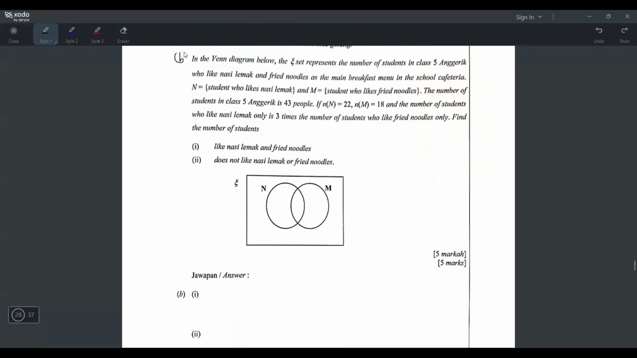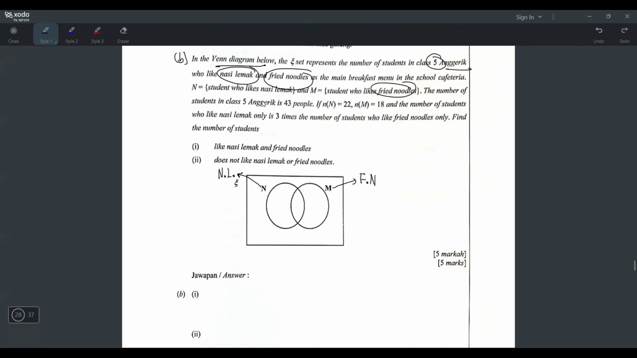Okay, let's go to question B. Let's read the question. In the Venn diagram below, the universal set represents the number of students in class 5 Ungrouped who like nasi lemak and fried noodles as the main breakfast menu in the school cafeteria. N is for students who like nasi lemak. Straight away label. N is nasi lemak. And then next one, M is students who like fried noodles. Straight away label, fried noodles.